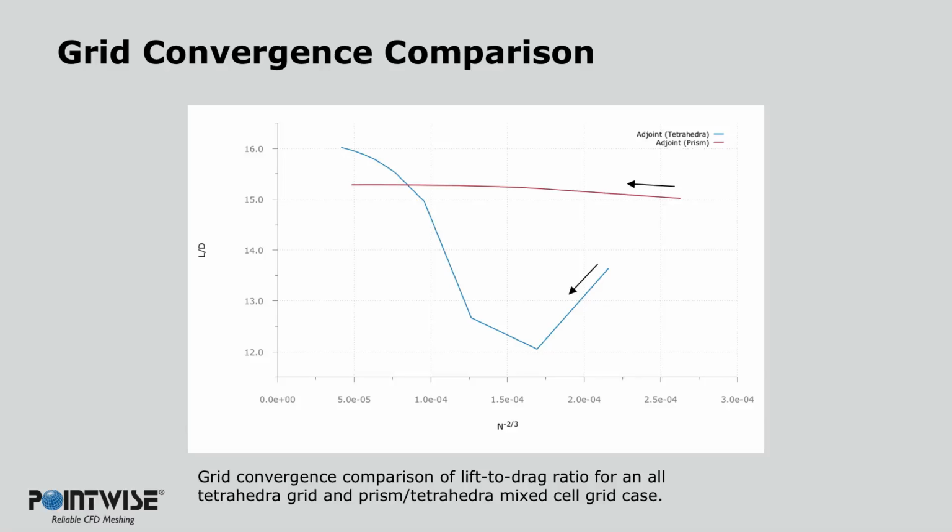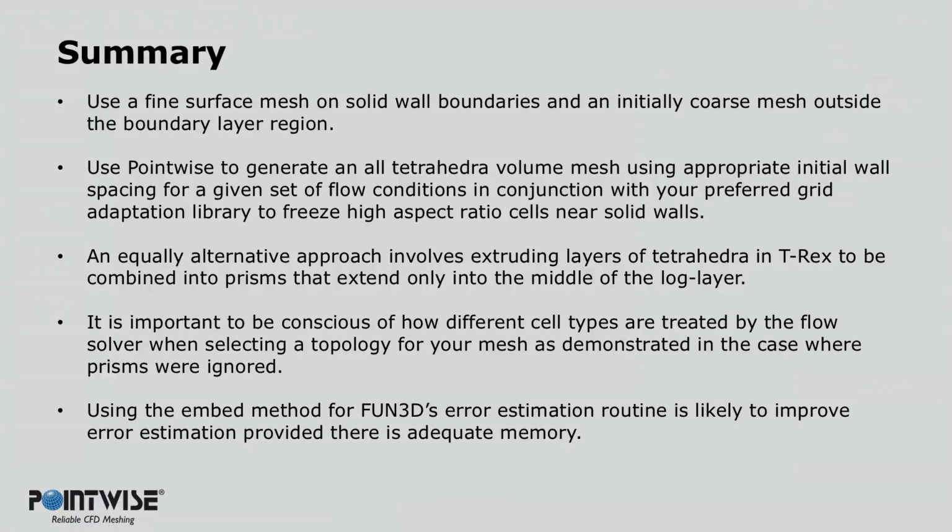I think the takeaway from this and the previous chart is that in order to leverage the maximum potential of mesh adaptation, modification of the grid near solid wall boundaries is especially important. You can accomplish this in one of two ways: either use an all-tetrahedral mesh and set the AdaptFreezeBL parameter within the Fun3D namelist input file, or use T-Rex in Pointwise to extrude layers of tetrahedra to be combined into prisms at a distance equivalent to the middle of the log layer instead of extruding to an isotropy condition.